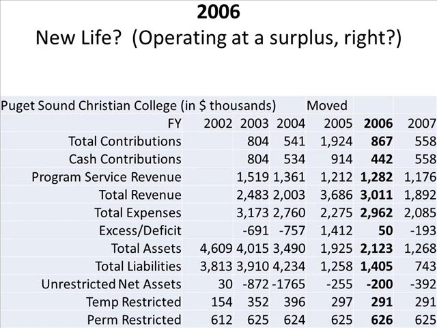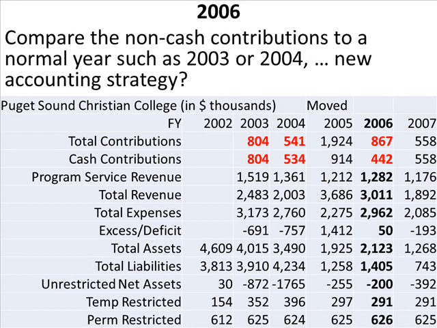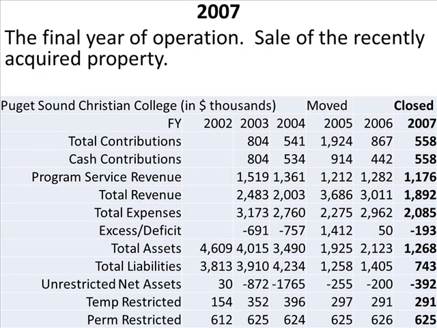So 2006, we're in a new location and looks like we're operating in a surplus, everything's going well, or is it actually going well? Notice the contributions that are non-cash. What would the surplus have been without these non-cash contributions? Well, you'd be seriously in deficit and not have a surplus. Also, compare the non-cash contributions to a normal year, such as 2003 or 2004. This suggests that what we may be seeing is simply a new accounting strategy rather than reflecting the underlying reality of the organization.